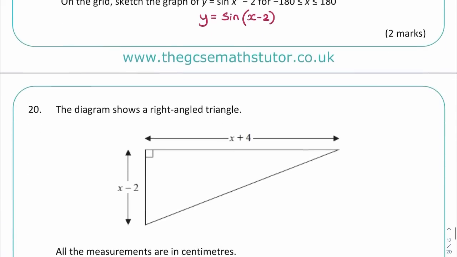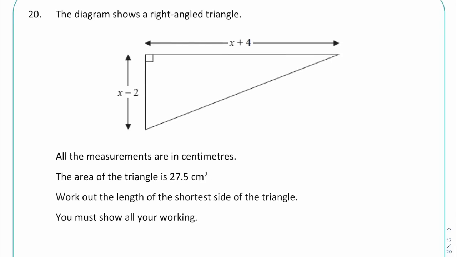So this question says, here is a right-angled triangle. All the measurements are in centimetres and the area of the triangle is 27.5 centimetres squared.